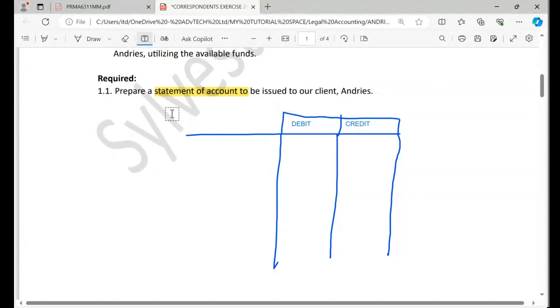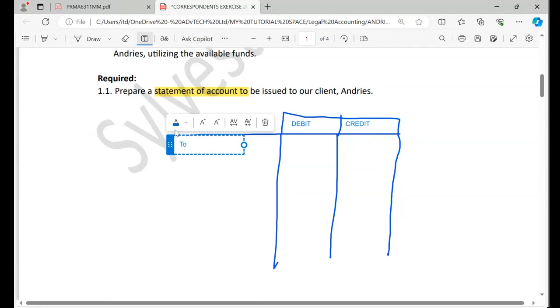And usually here we can write our client. Our client is Andres. We can just say Andres versus Malupi, who is the debtor we collected the money from. Can you see now?